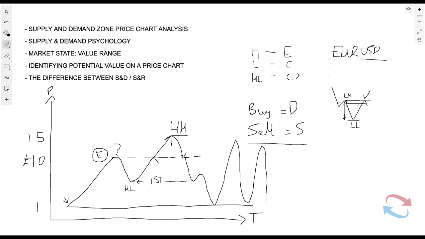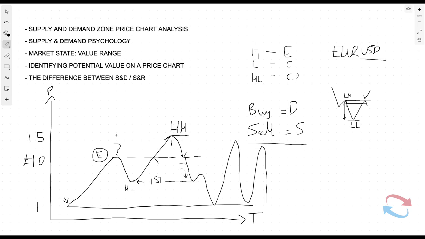50% levels are fair value, 61% levels are a discount, and the closer you go to the first higher low is really where you should see potential value.